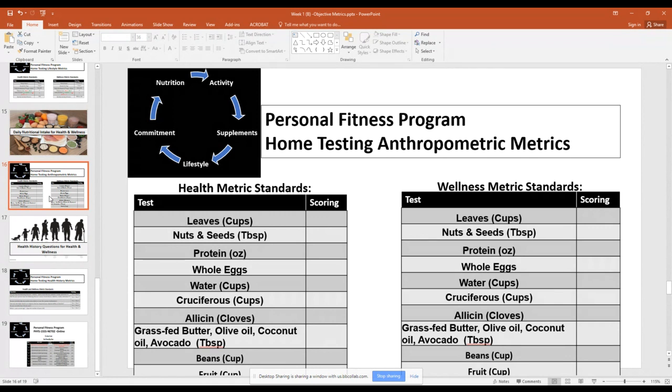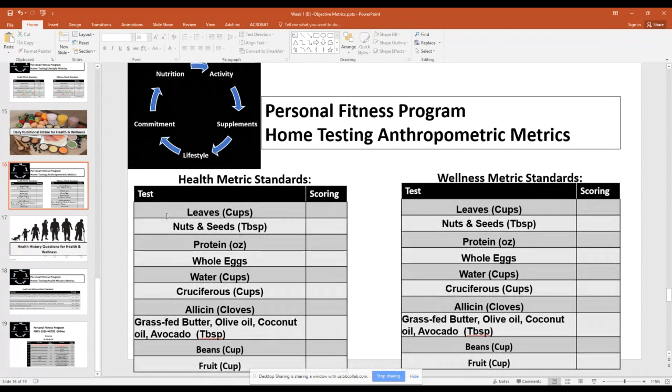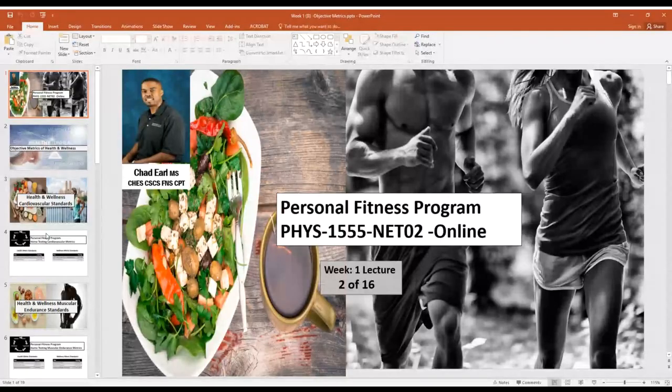Then we have cooked beans, and then we have fruit. And again, fruit, we don't want to use canned fruit. Okay, so no canned fruit. Raw, fresh fruit. You can use frozen fruit, but not canned. Okay, so just indicate that, write those in.